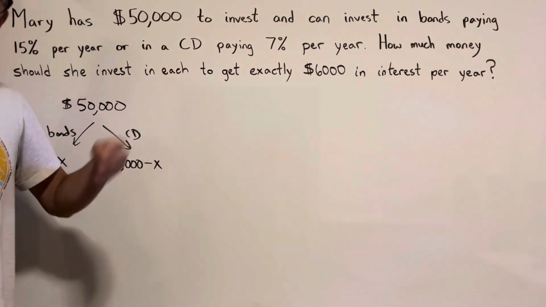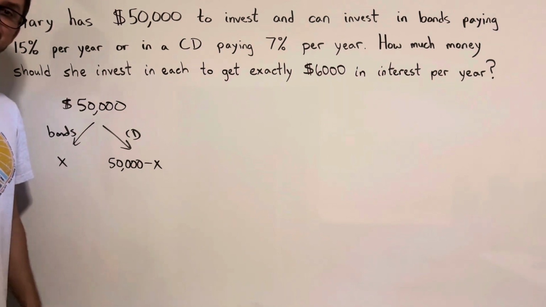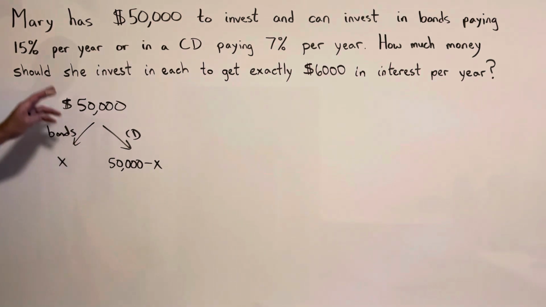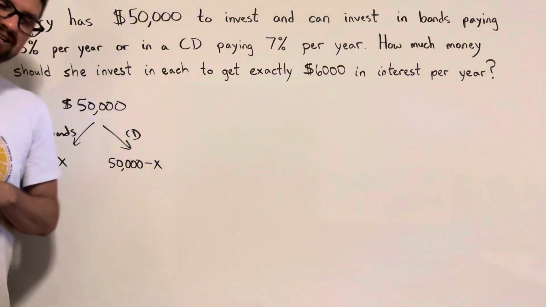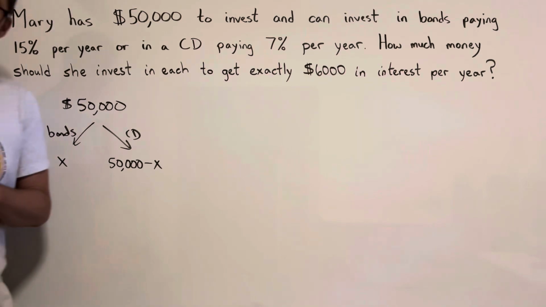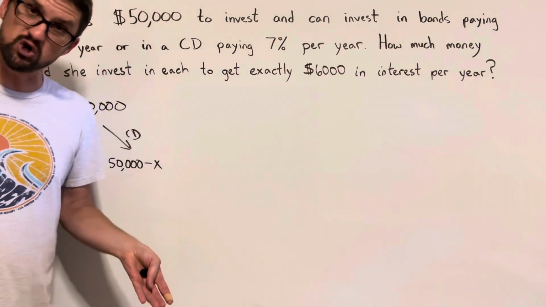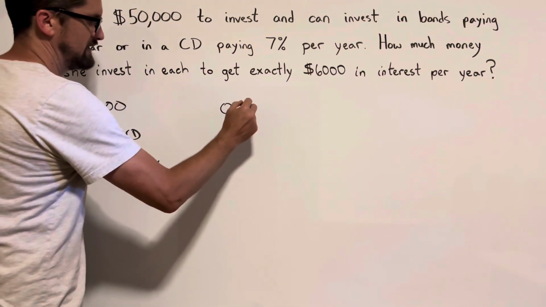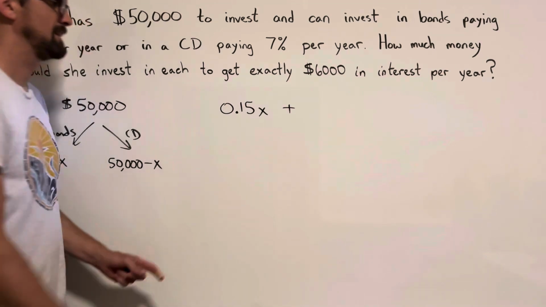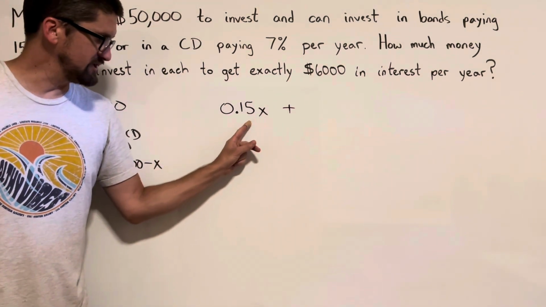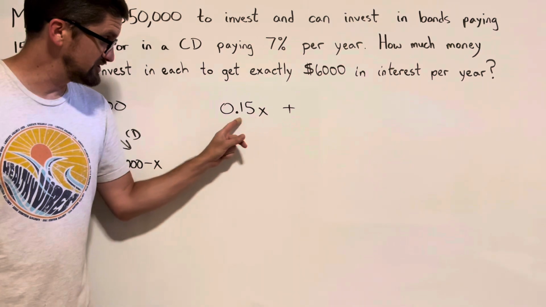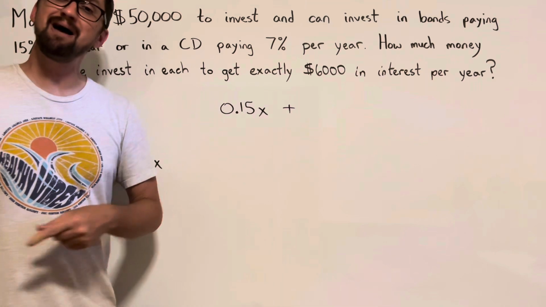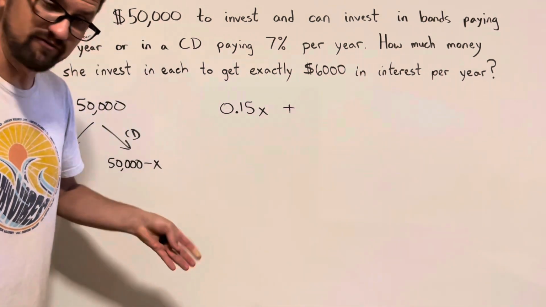Now the interest earned off an account, simple interest, you take the principal, which is the amount there, and multiply it by the interest rate. The interest rate for the bonds is 15%. So take 15% of the amount there, X, and that gives me the interest I earn for the year off the bonds. I'm going to change it to a decimal: 15%, you move the decimal 2 spots to the left, and multiply it by how much is in the bonds. This gives me the amount of interest earned off the bonds.